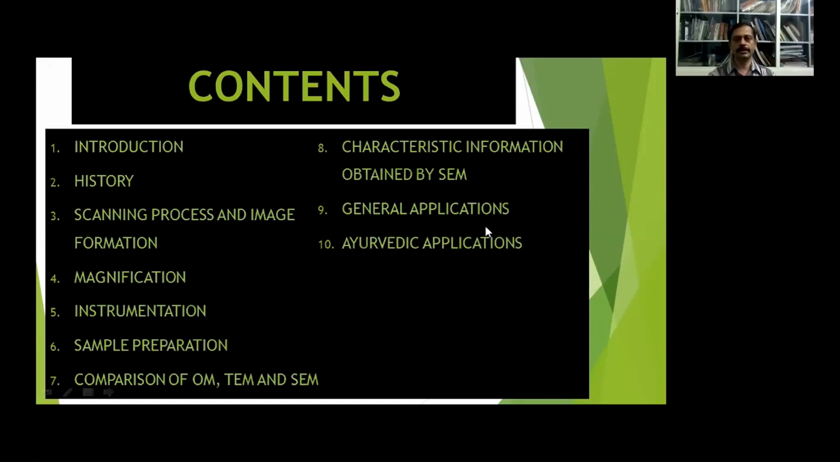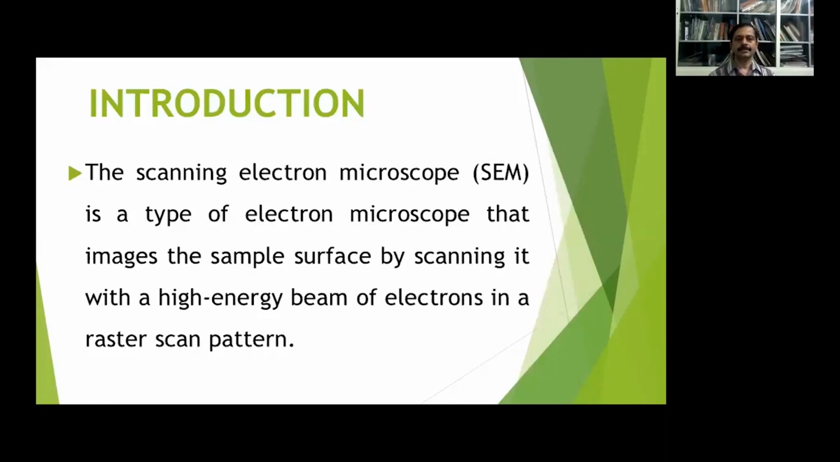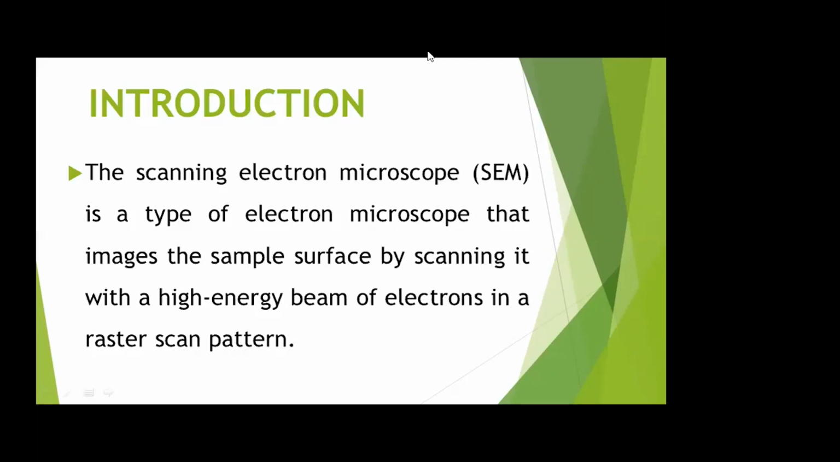So let us start with the introduction. The scanning electron microscope is a type of electron microscope that images the sample surface by scanning it with a high energy beam of electrons in a raster scan pattern. Let us try to understand this definition. The scanning electron microscope is nothing but an electron microscope. Here, sample surface is imaged.